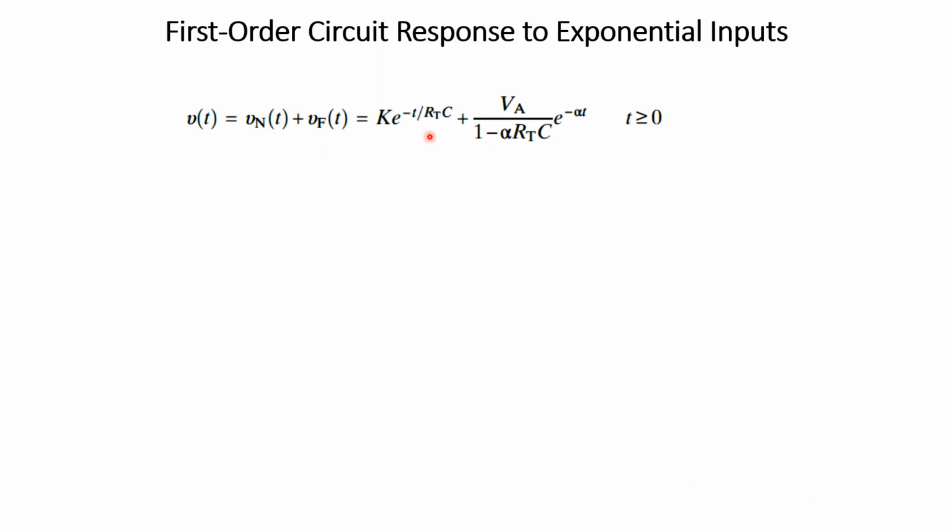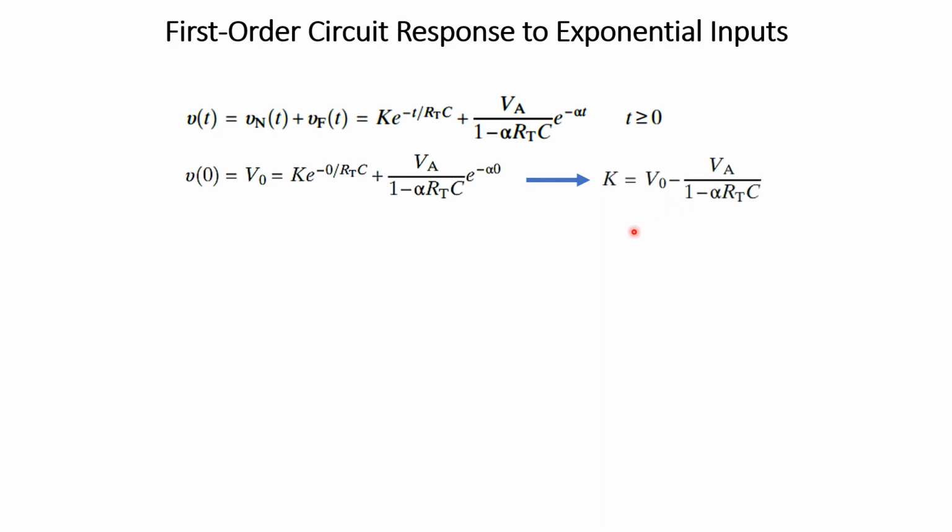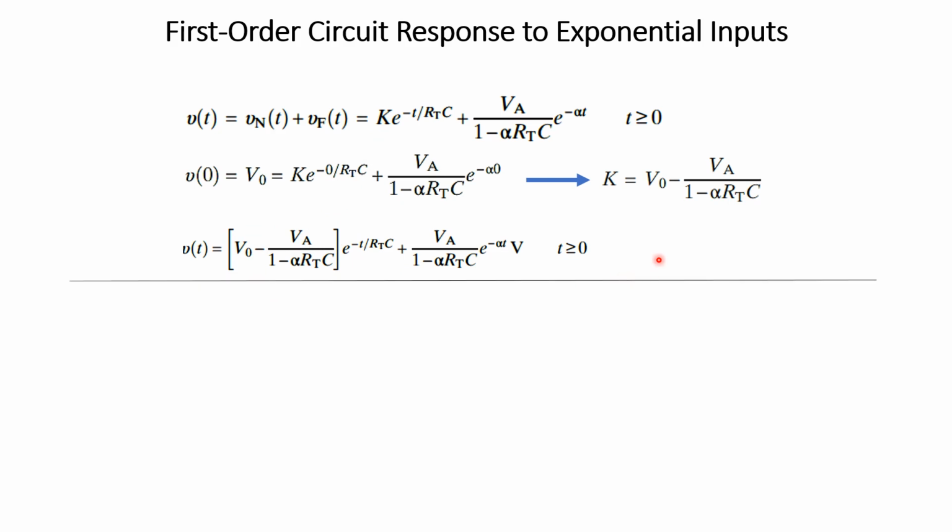Now as we have determined this arbitrary constant k, we can express the complete response as k e to the minus t over the time constant plus VA over 1 minus alpha RTC, as shown. Note that this alpha is the same as that we have seen in the forcing function. This is the complete response, which holds for t equal to or greater than 0.